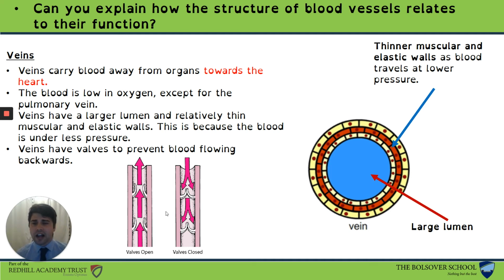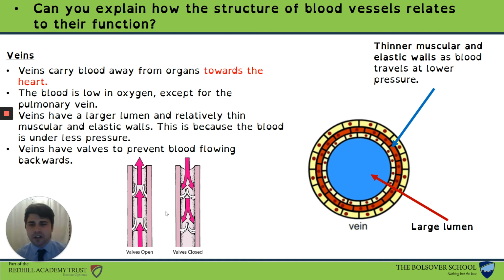Veins have the largest lumen out of all three, and that is because they've got a much thinner area of muscular and elastic walls. Okay, and the reason why a vein doesn't need a big area of muscle and elastic walls is because blood is carried back towards the heart under much lower pressure. Okay, one of the key features as well of veins is the fact that veins have valves.